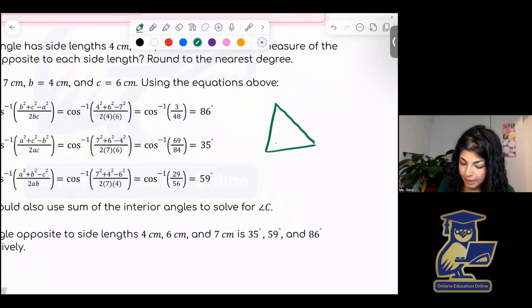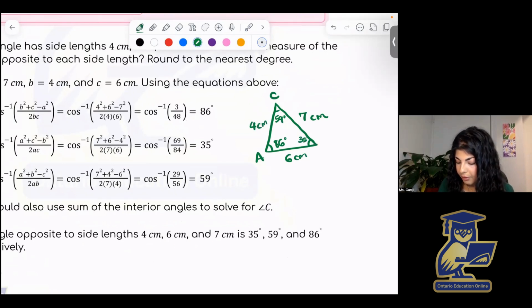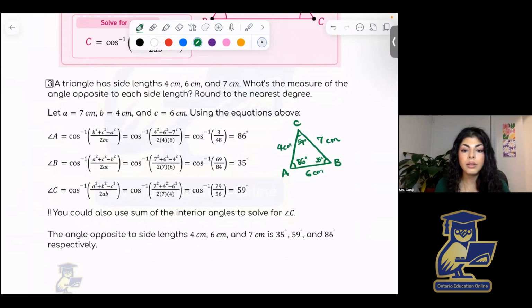And just to show you what this would look like, perhaps something like this. This would be our 86-degree angle. This is A, so then this would be 7 centimeters. Then we can have this as 59 degrees, which is C. And so this side length is going to be 6 centimeters. And finally, this is 4 centimeters, and this will be our 35-degree angle, and this is vertex B. So that's an approximate visual of what the triangle might look like.